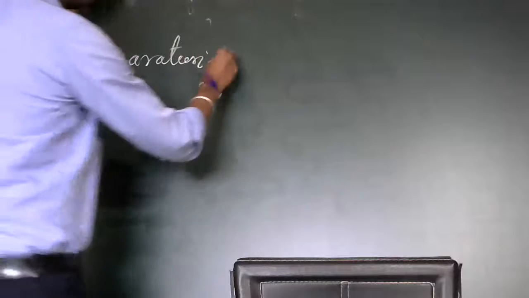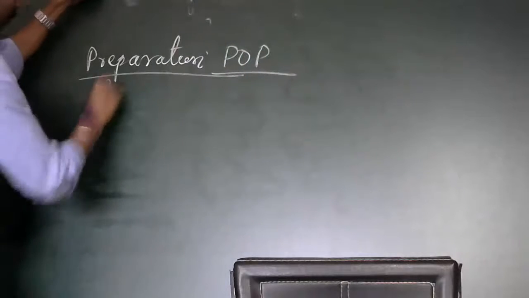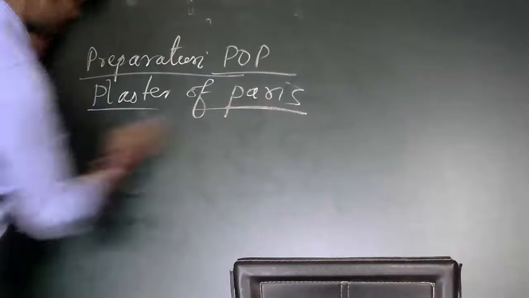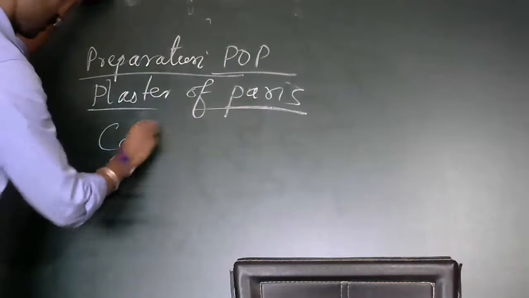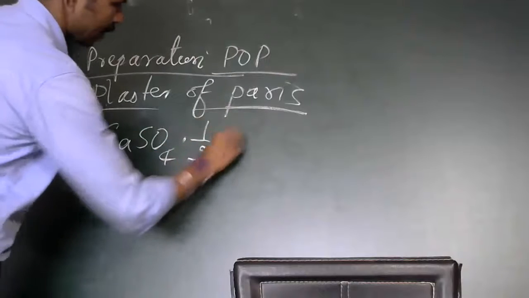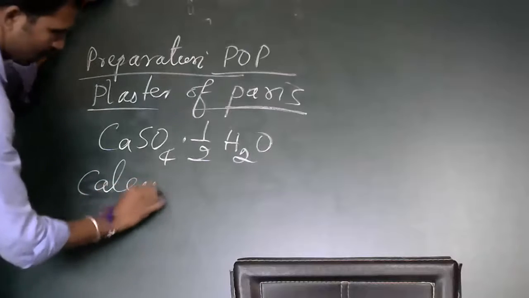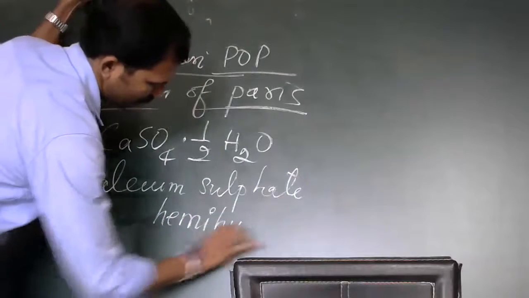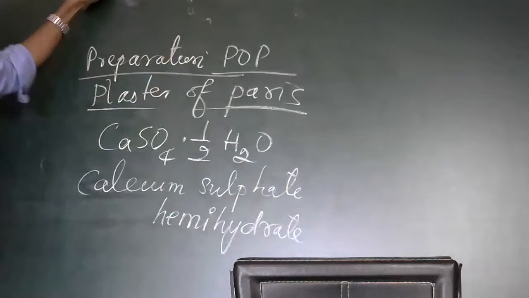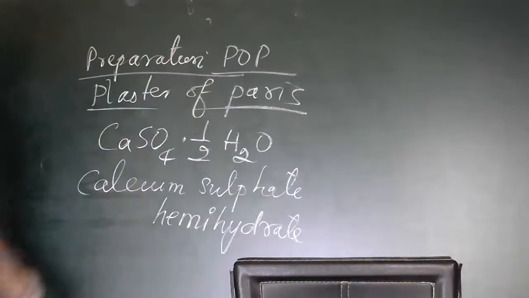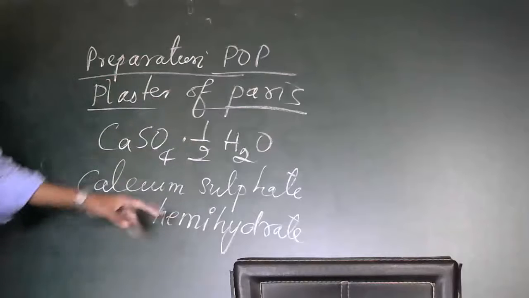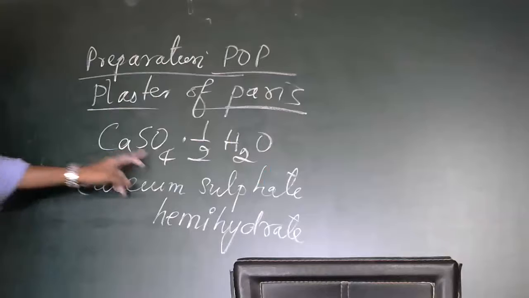Similarly, preparation of POP, that is plaster of Paris. Plaster of Paris is nothing but calcium sulfate hemihydrate. So this is the process of how it happens.